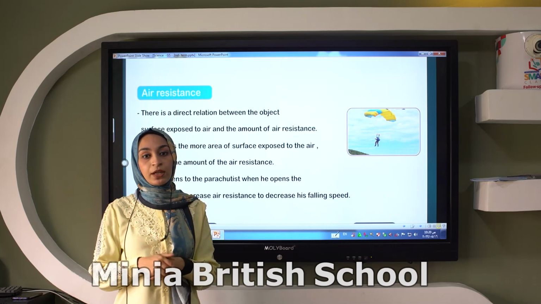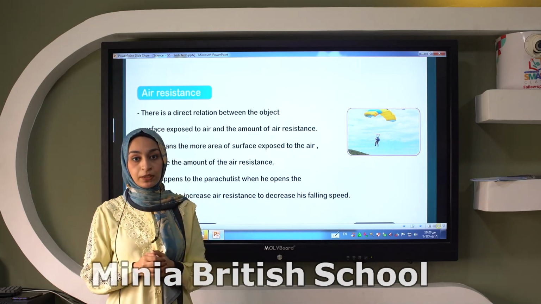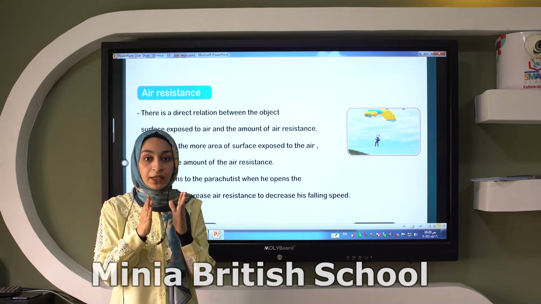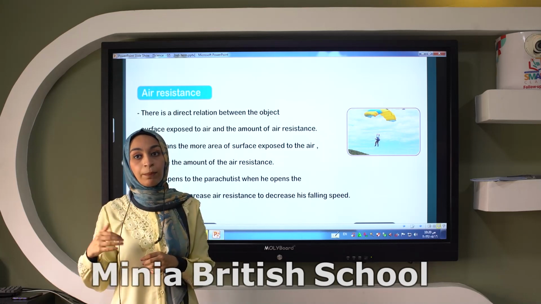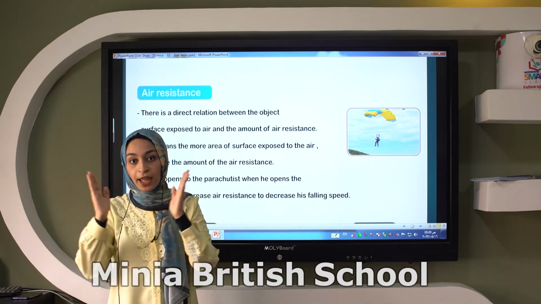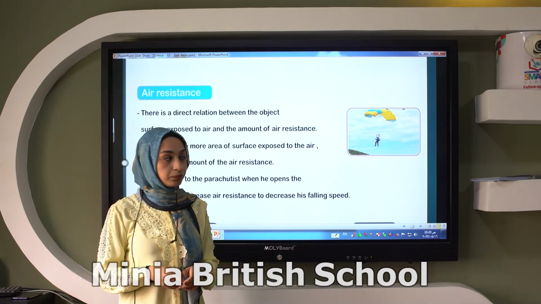They are the opposite answers. One of them increases the speed and one of them decreases the speed. A streamlined shape means decreasing the area and increasing the speed, while the parachute increases the area and decreases the speed. It will be safer for him.